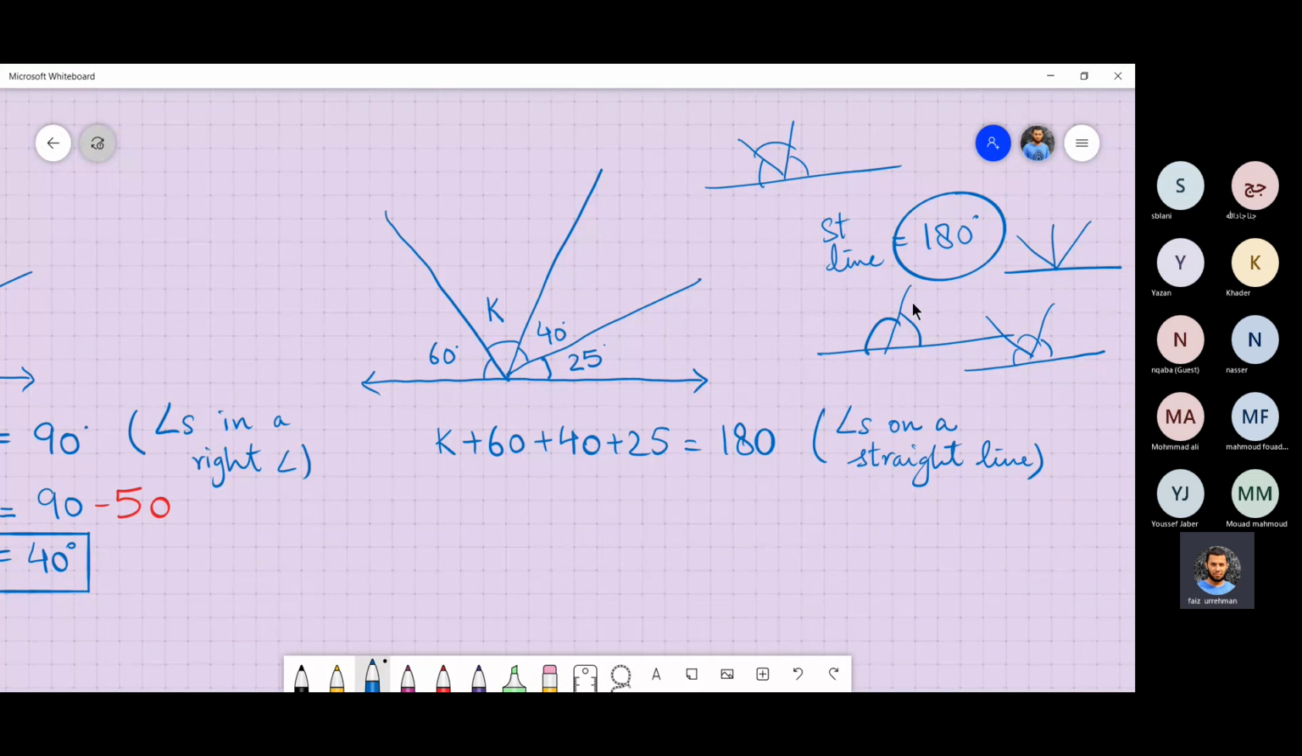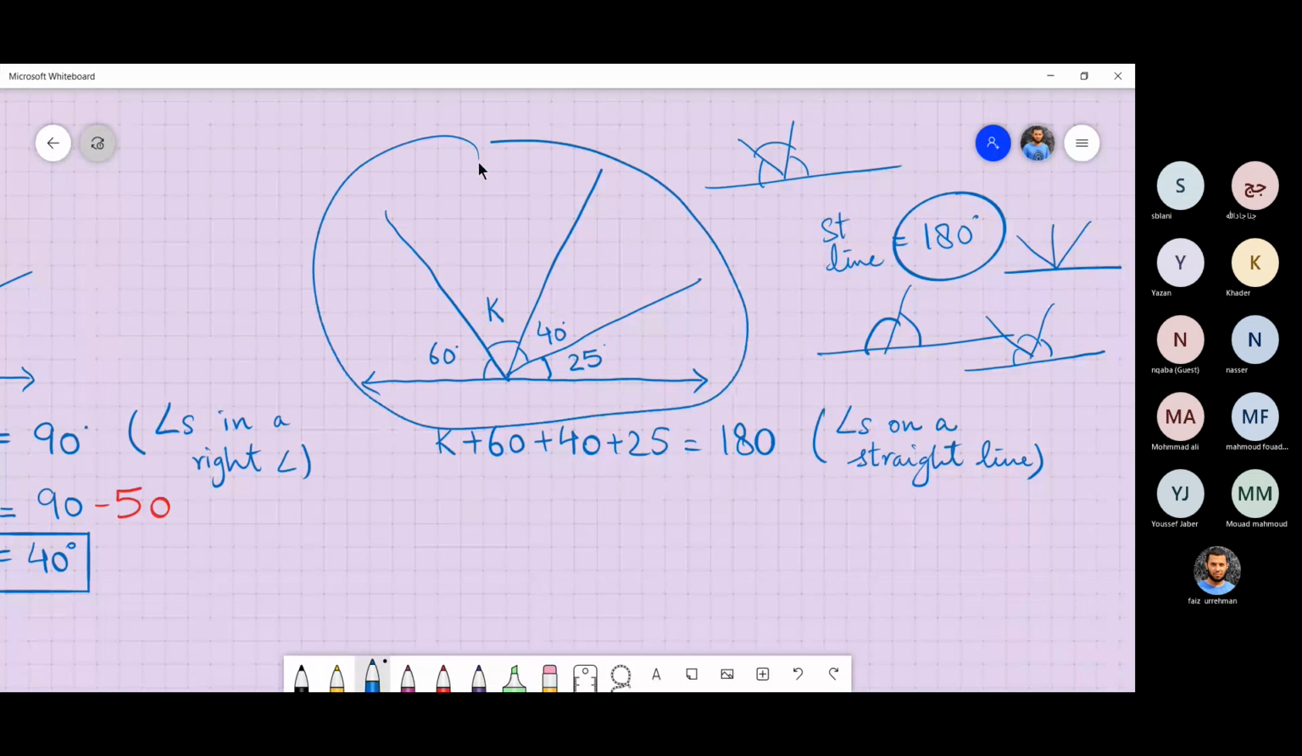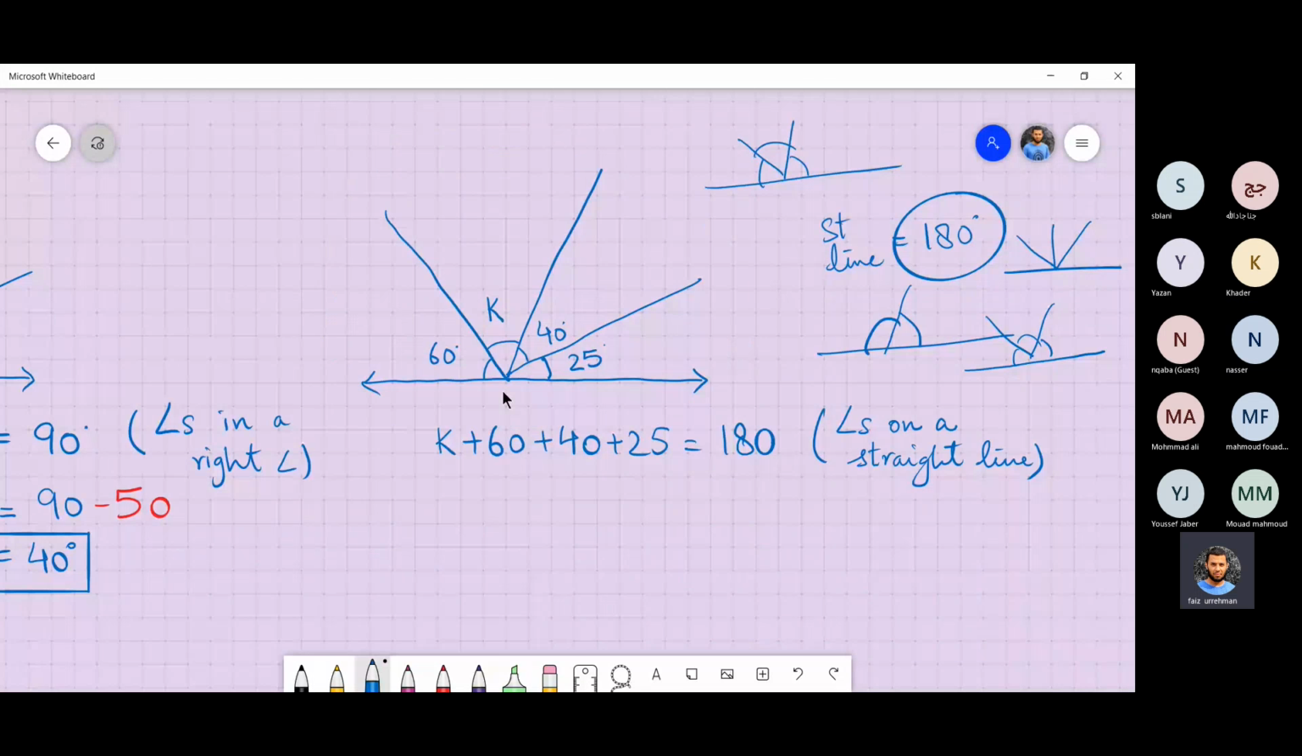180 on a straight line. So in this figure, which I gave you, how many angles did I give? 4. I gave 4 angles, out of which 3 I gave you the value. The 4th angle, I did not give you the value. I give a variable. So K plus 60 plus 40 plus 25 equals 180.